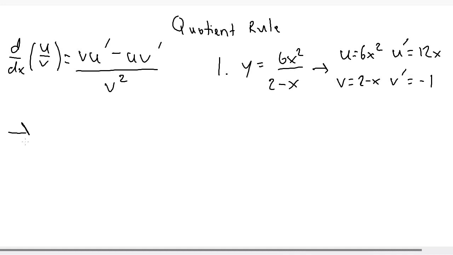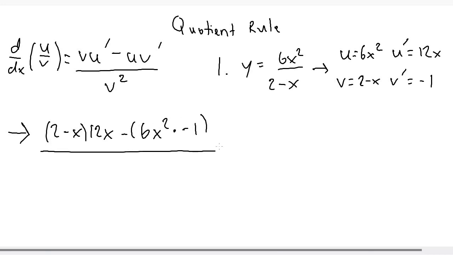So now I can just plug everything into the formula. So we get low D high, so 2 minus x times the derivative of high, which is 12x, minus high D low, or uv prime, so 6x squared times negative 1, all over low squared, so 2 minus x squared.